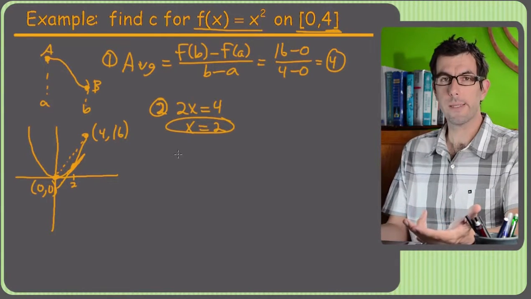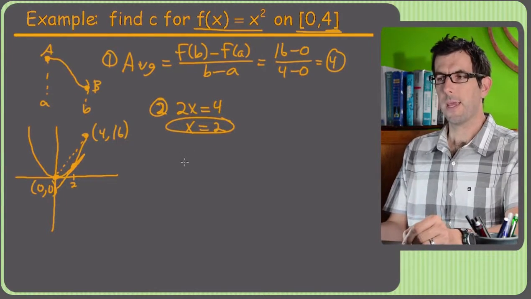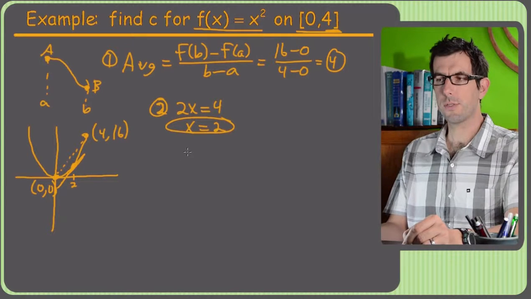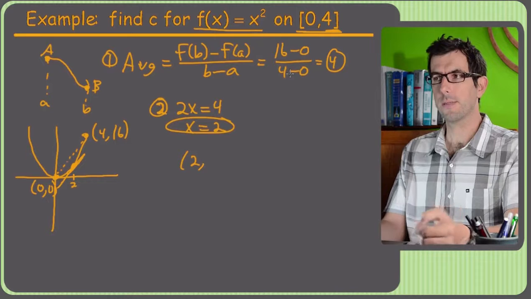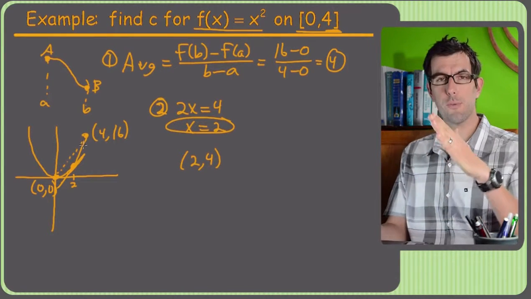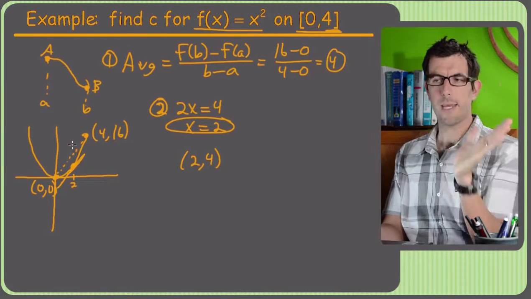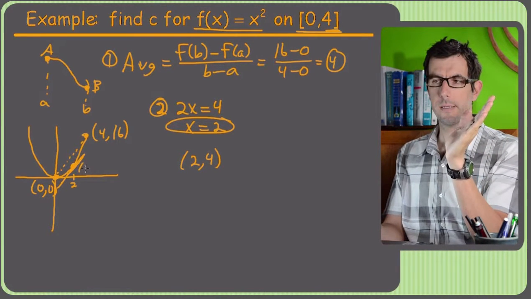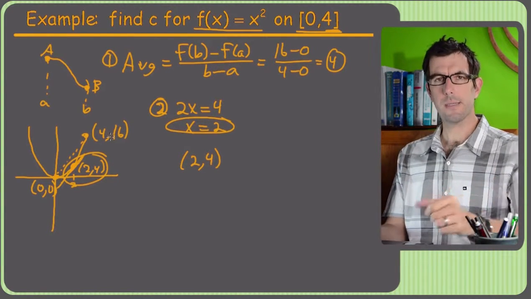And then the other question they might ask you is, what is the point at which the average value equals the instantaneous slope? That is going to happen at x equals 2. And then to get that y value, we just plug back into the original formula, x squared. 2 squared is 4. So this point right here, where the slope of the curve is parallel to that average slope, happens at the point (2, 4), which is halfway between the two. And that makes a lot of sense, right?